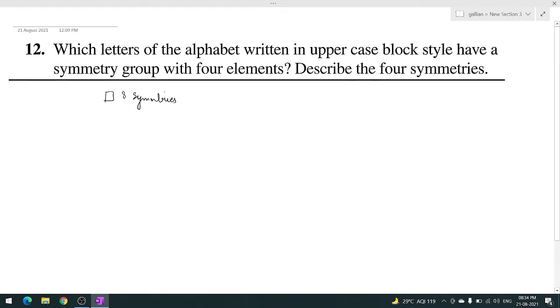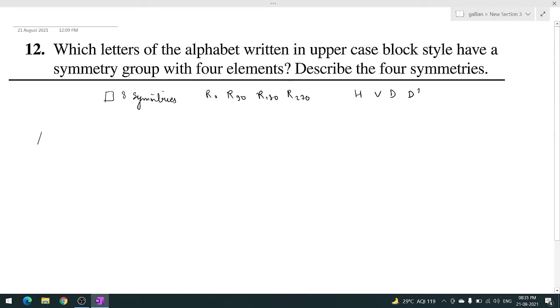Why do we have 8 symmetries? Because we have R0, R90, R180 and R270, so 4 rotations, and we have 4 reflections, which we call H, V, D and D dash. Okay, so now let's move on to the letters.